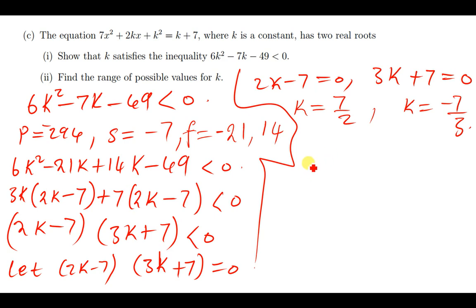These are not the final answers, these are just called critical points. We're just using them to test, to find the possible range of values of k. So these are just called critical points.